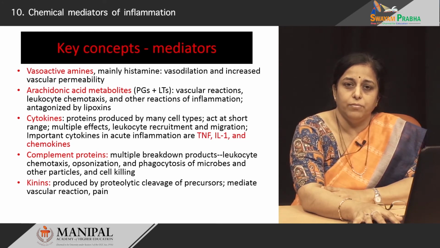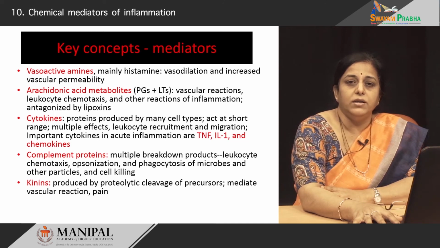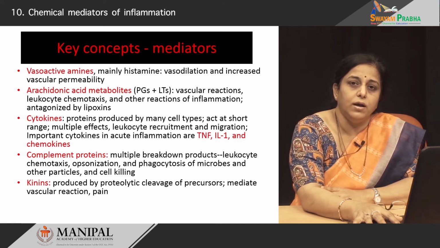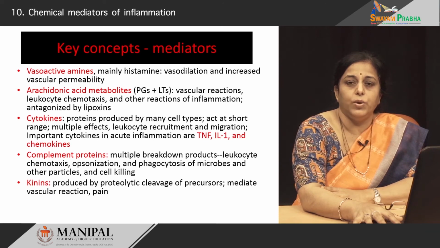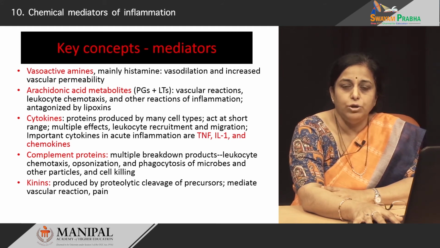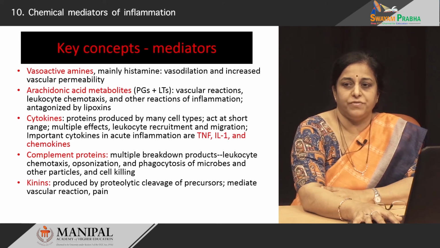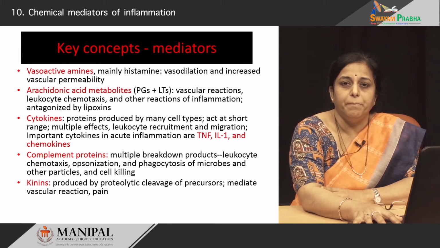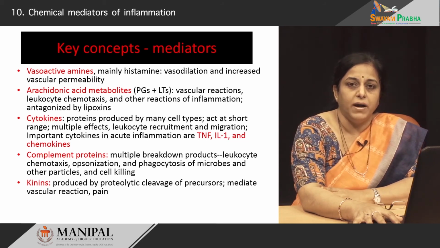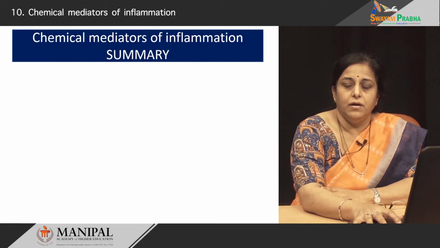We just learnt about the complement proteins. We learnt that they are generated through the classical pathway, alternate pathway, and the lectin pathway. And again, they have multiple effects in inflammation. They are responsible for the vascular events, the cellular events and killing of the microbes. Kinins that are produced through the kinin system are also an important factor that plays a role in inflammation, particularly the pain that you get in inflammation is caused by bradykinin.